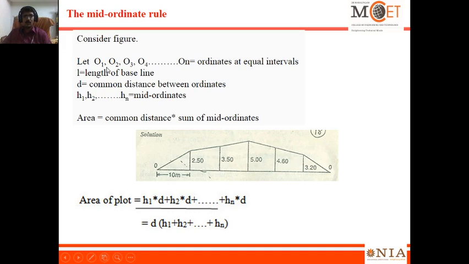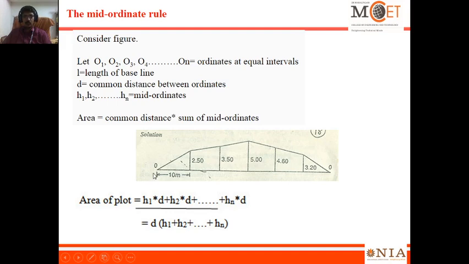So let O1, O2, O3 up to On be the ordinates at equal intervals. Here it is 10 meters. It may be an equal interval. That equal interval, the common distance, is most often denoted by D, right? And the normal ordinates are represented by O. The mid ordinate is O1 plus O2 by 2, which will be represented by H. H1, H2 up to Hn are the mid ordinates, right?